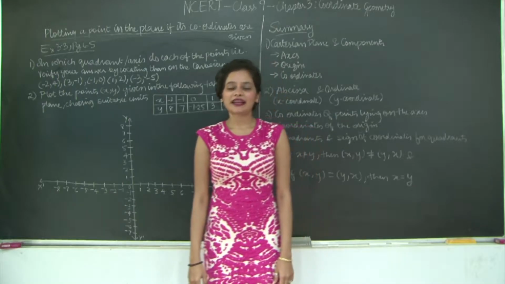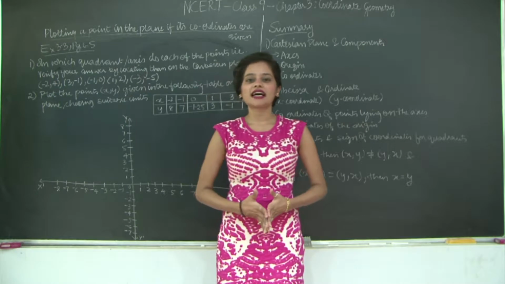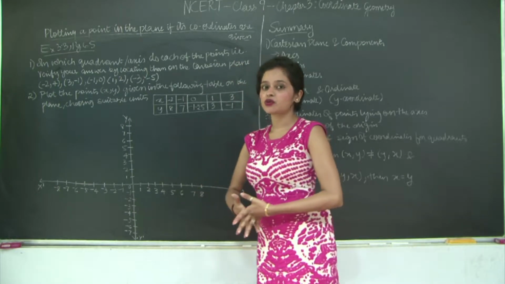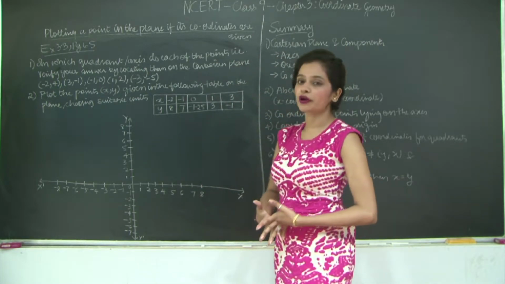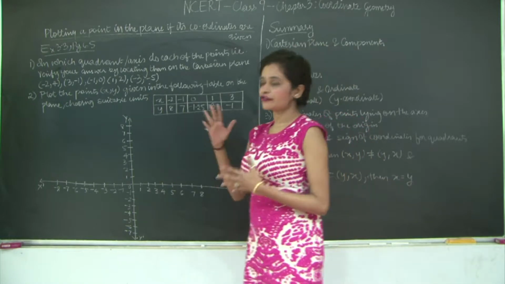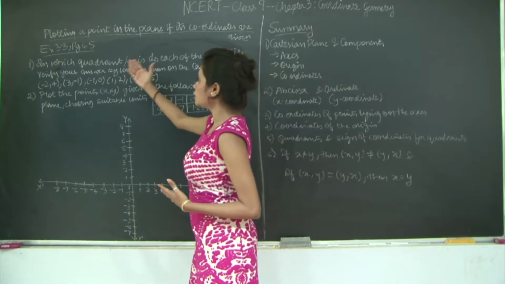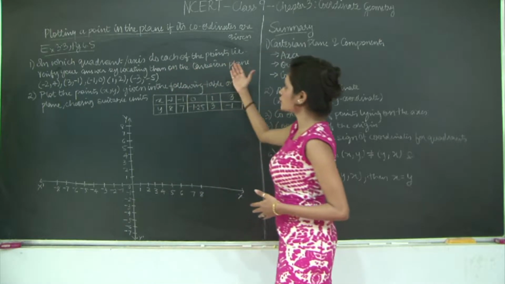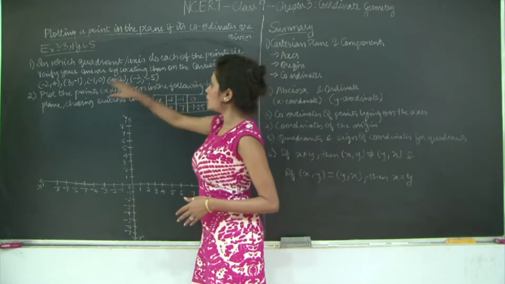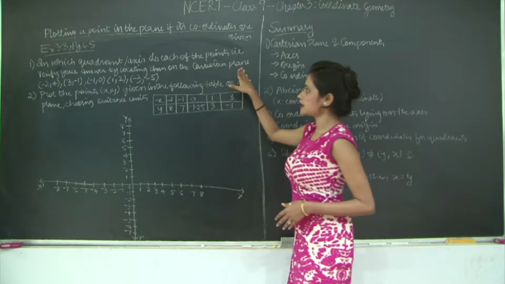Hello students, welcome back. Let us take a look at the last exercise of your chapter coordinate geometry, which is exercise 3.3 on page 65. So the first question, in which quadrant or axis do each of the following points lie? Verify your answers by locating them on a Cartesian plane.